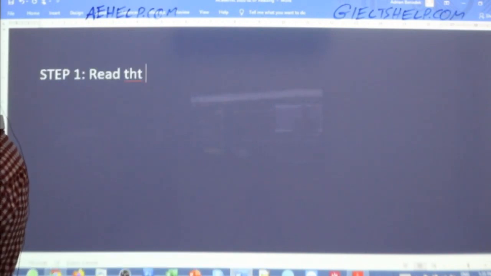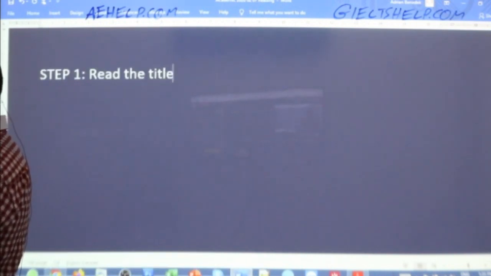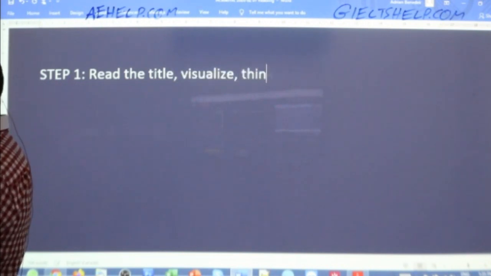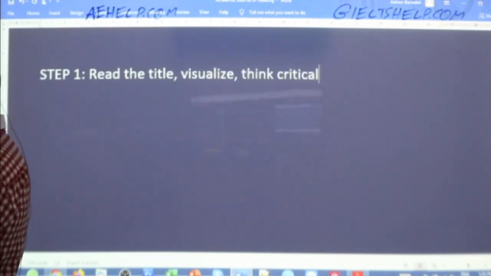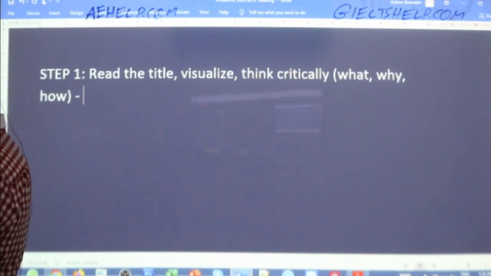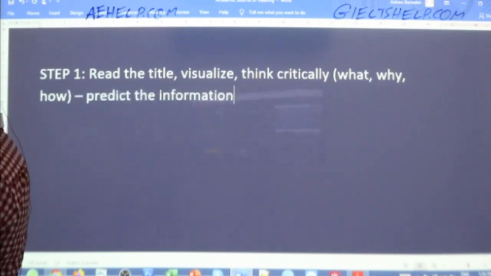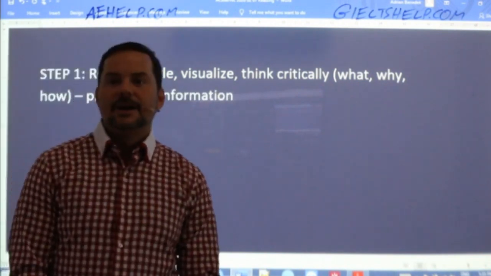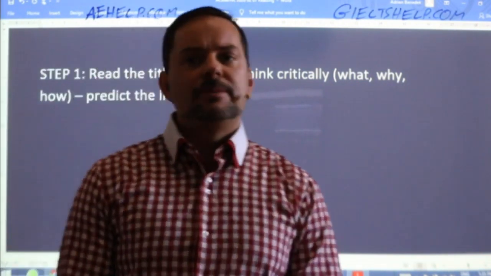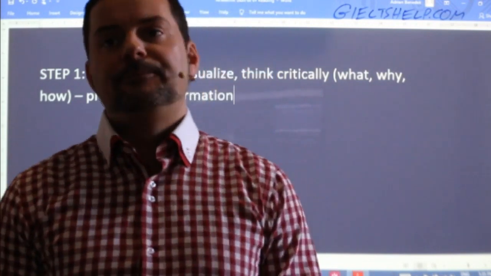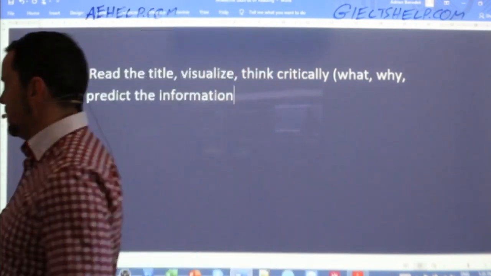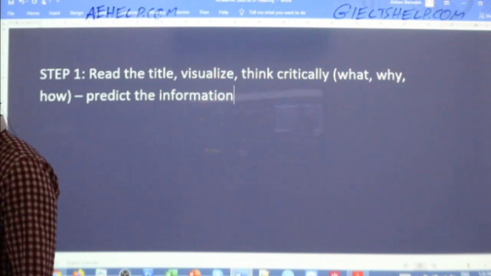So read the title, visualize, see the information, think critically, which means what, why, how, and thereby you predict the information. And that's correct, okay? Raja Manikam, you're not looking for keywords yet. No, that will not help you at this point, or not help you significantly anyway.